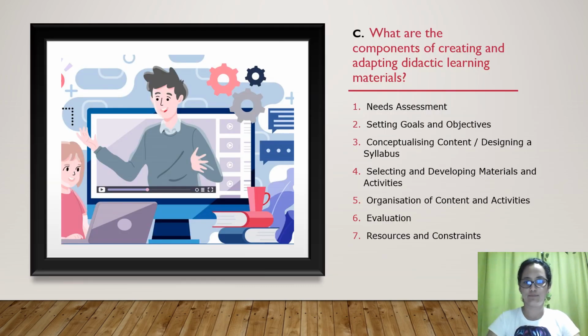Question number 3. What are the components of creating and adapting didactic learning materials? Number 1, needs assessment. 2, setting goals and objectives. 3, conceptualizing content, designing a syllabus. 4, selecting and developing materials and activities. 5, organization of contents and activities. 6, evaluation. 7, resources and constraints.